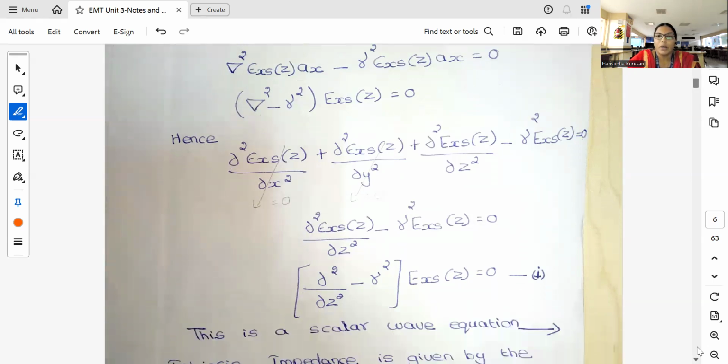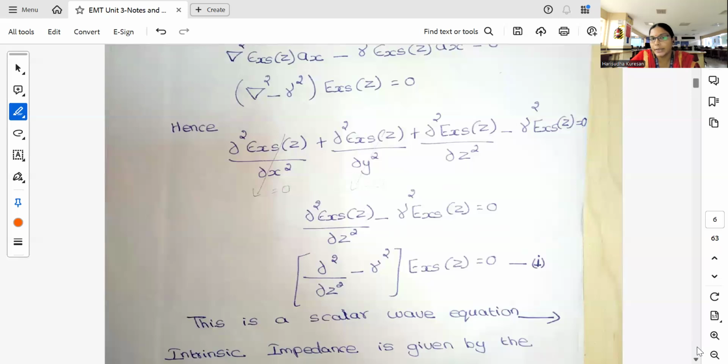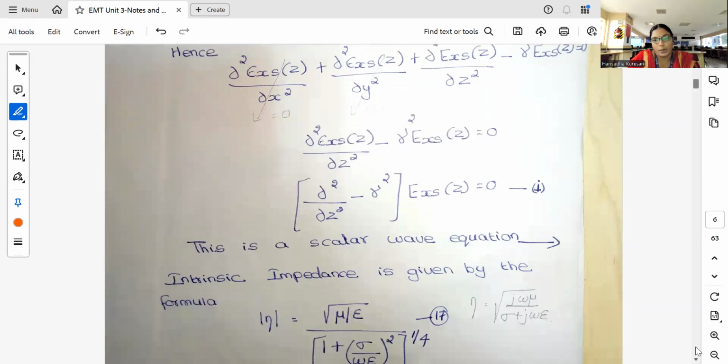As we have already seen, it has only an x component, and it takes place along the z axis, so these two terms vanish and you get only this term alone. So you get ∂²Ex(z)/∂z² − γ²Ex(z) = 0. Take the common term Ex outside, so you get ∂²/∂z² − γ² acting on Ex(z) equal to 0. This is called the scalar wave equation.